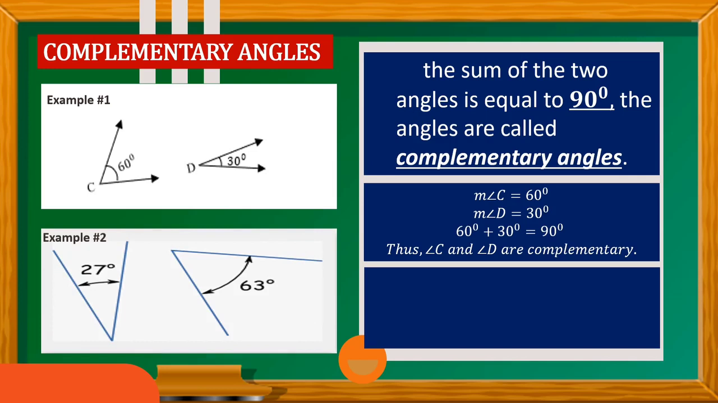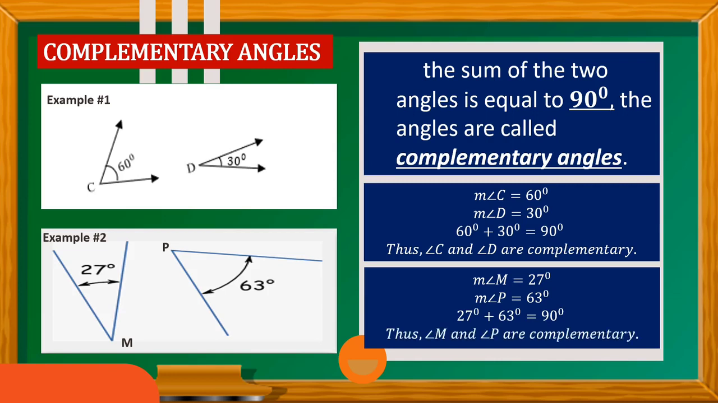Example number 2. We have angle M and angle P. Angle M measures 27 degrees. Angle P measures 63 degrees. 27 degrees plus 63 degrees is equal to 90 degrees. Thus, angle M and angle P are complementary.